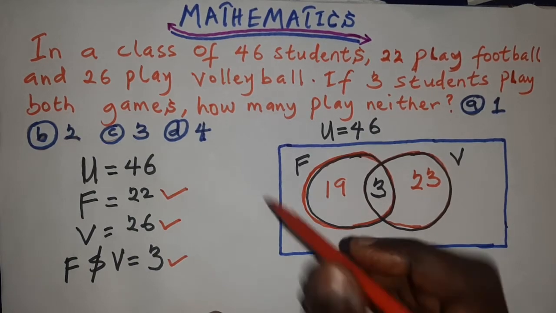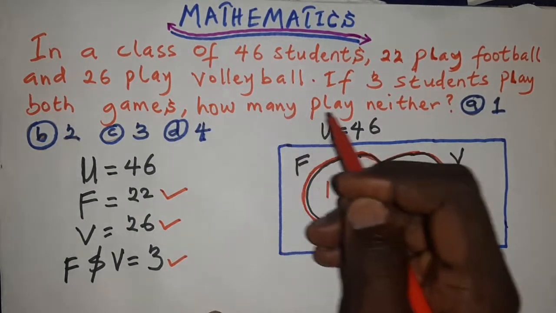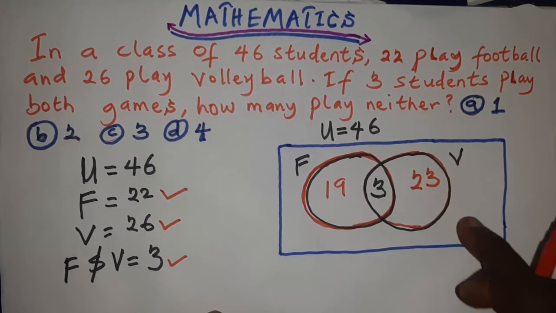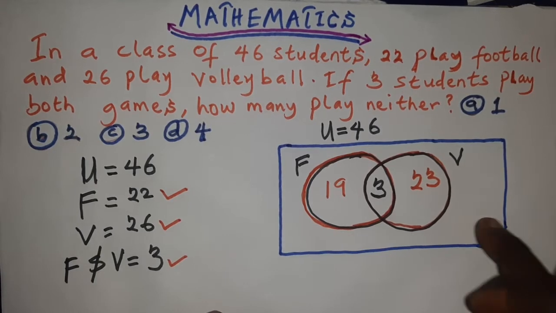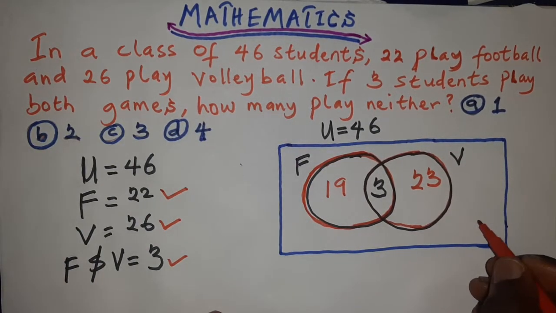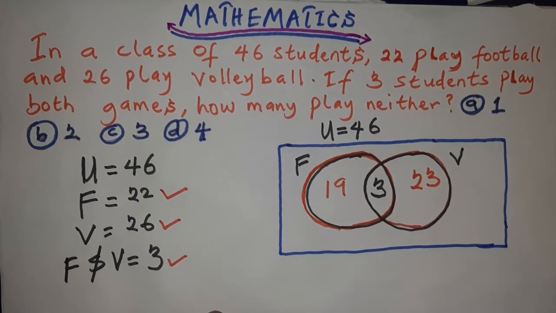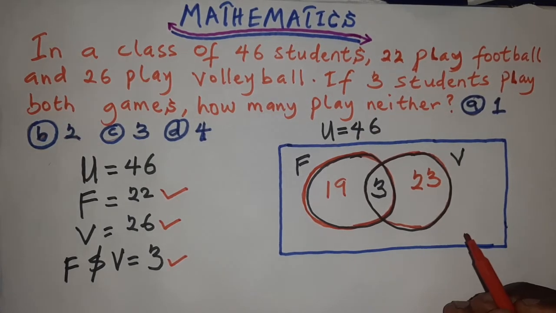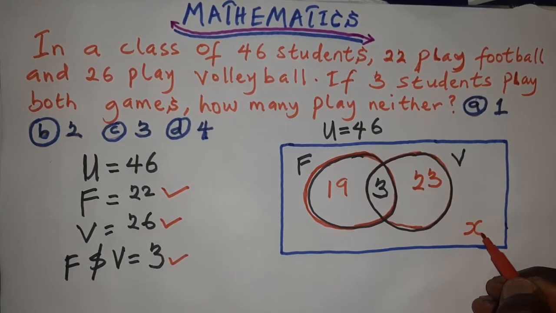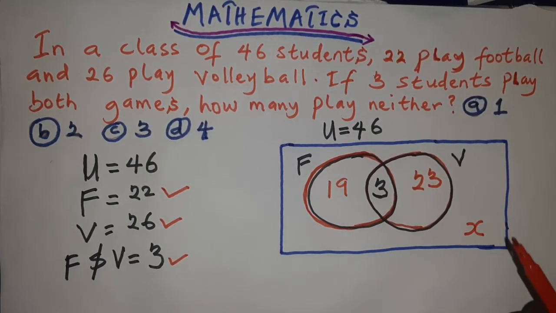And in the question they said how many play neither. That means how many decided not to play any of them, and those people will be outside here. So this is where you fix the number of those that did not choose any of the subsets, neither football nor volleyball. So I'm putting x here as the number of those that did not pick any. So we're going to use x to represent the number of those that play neither.